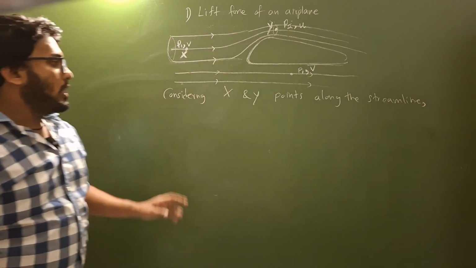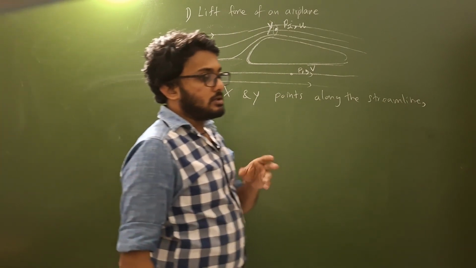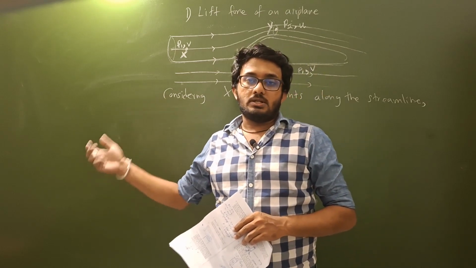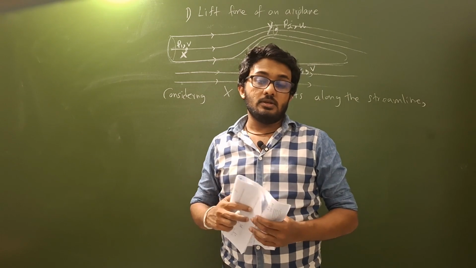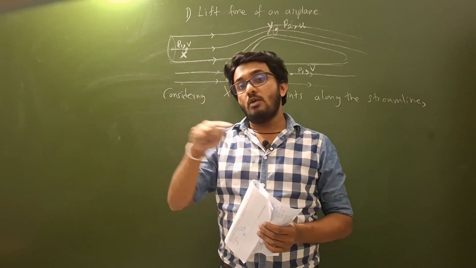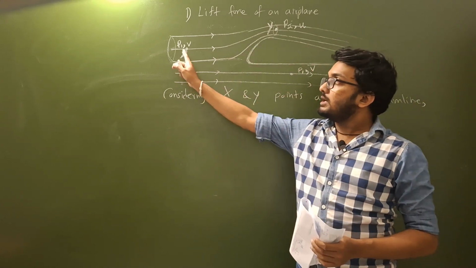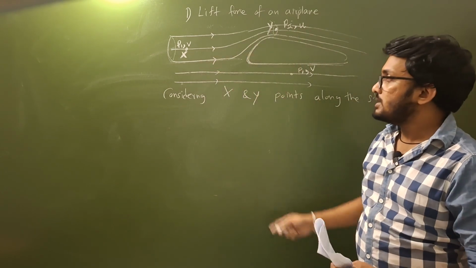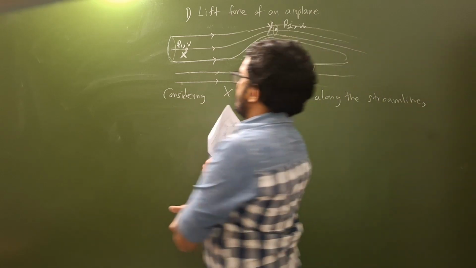Okay, why do we have to write like this? Because Bernoulli's equation says that the sum of pressure plus kinetic energy per unit volume and potential energy per unit volume is constant at any place along the streamline. So we can apply Bernoulli's equation only along one streamline. Okay, so with x and y points, we can apply Bernoulli's equation.